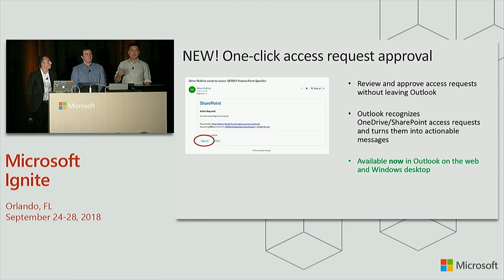Now, don't worry, if you're using a worse email app that isn't Outlook, this is still going to work. It's just that you're going to get a regular mail with a link. It's going to take you to the browser. You'll go through all the fun you go through today. But with Outlook, this is available now on Outlook on the web and in Windows Desktop. You're probably seeing it already if you're using those products. It's another way that we're trying to make work a little bit easier for you.